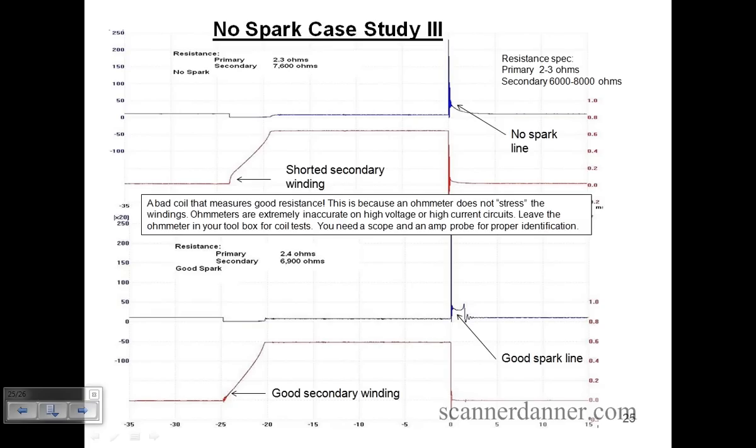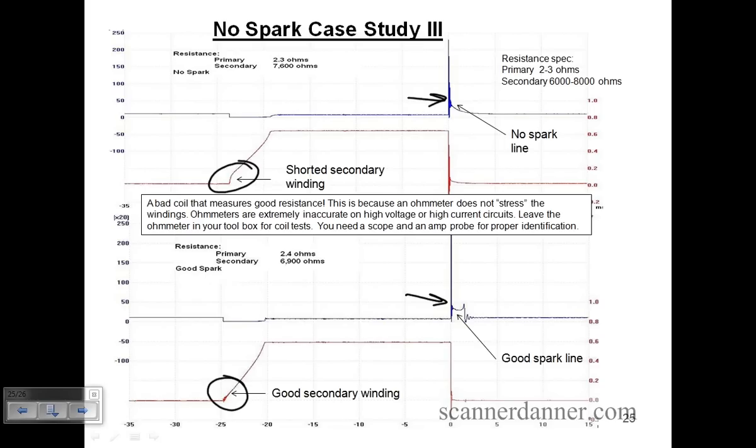Look, this is a cylinder that has no spark. You can see the spark line's missing. There's a good spark line. Top picture has a shorted secondary winding. We're going to talk about this after the next segment. It won't be today probably, but we're going to focus on this area in here to tell us whether or not we have a shorted secondary. Not shorted primary, but shorted secondary. Top coil has a shorted secondary winding.